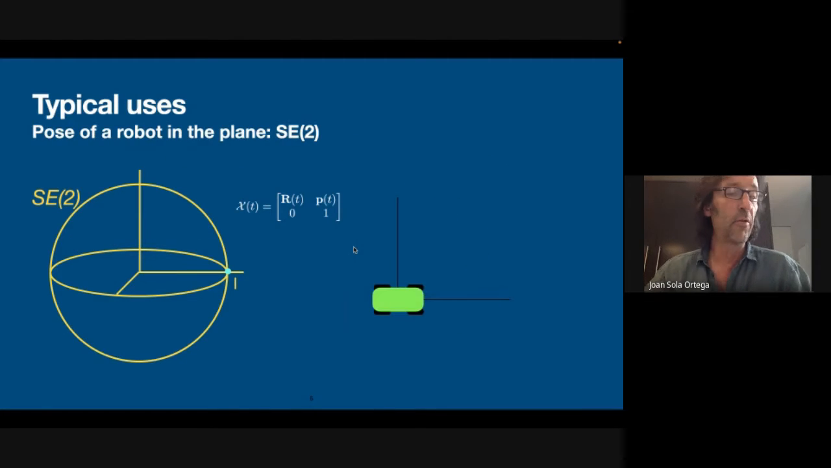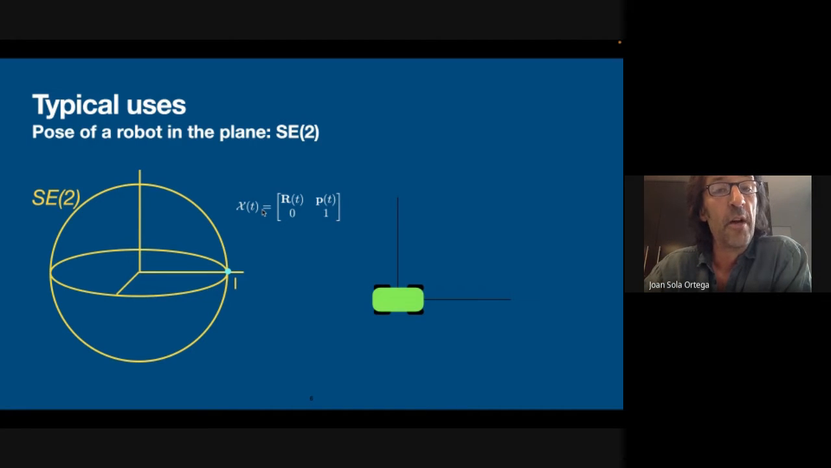A little bit more abstraction. Imagine we have the group of rotations and translations. In the plane, we call this the special Euclidean group in 2D. These are elements of this type: R is a 2x2 rotation matrix, P is a 2-vector, and this matrix is a 3x3 matrix. Each one of these matrices is an element X of t that can vary across time continuously.